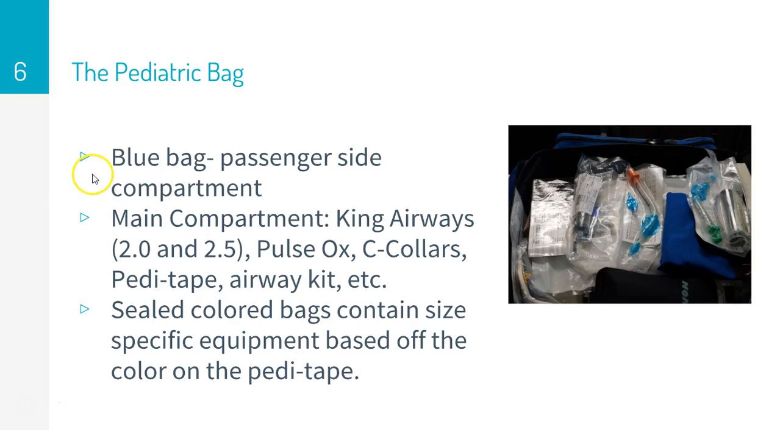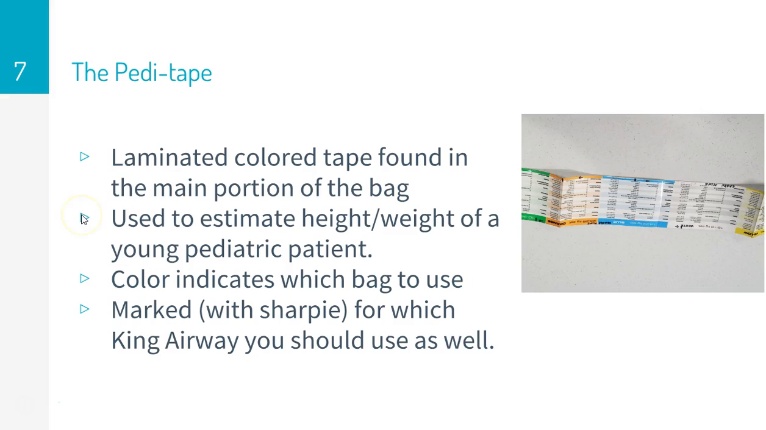You'll find the pediatric bag, don't forget, in the passenger side front compartment. If we open it up, unzip it as you've all done during your inspections. In the main compartment, you have the King Airways, our 2 sizes, 2.0 and 2.5. Our pulse ox, which has all the extra probes to use with pediatric patients. Our C-collar and X-collar, Pediatape, airway kits, all those kinds of things. Also, you have the color-coded bags that have been sealed. Those are the bags you're going to grab based off the color on the Pediatape.